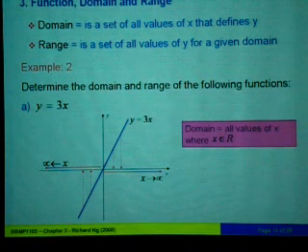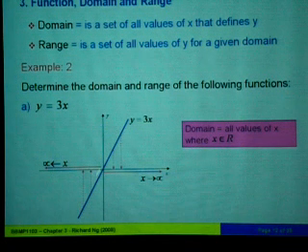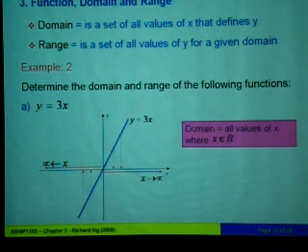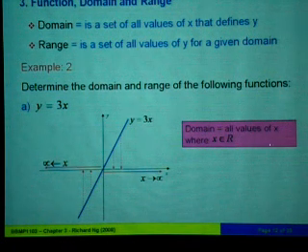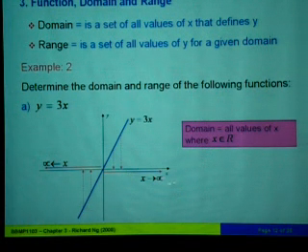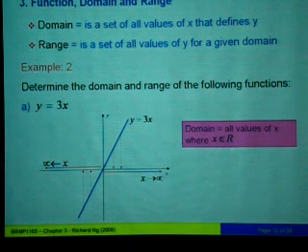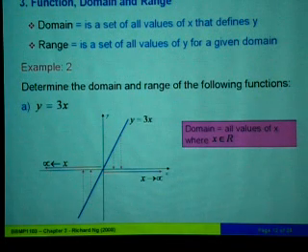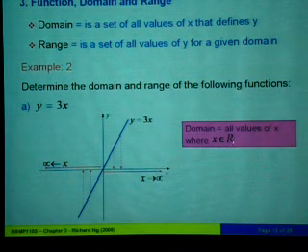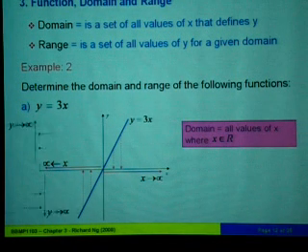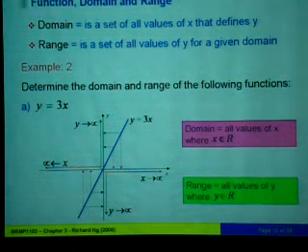So therefore we can conclude that for this graph, the domain is all values of x. There's no ending, as long as x is a real number. So x can be any value as long as it is a real number. Okay? Now what about the range?